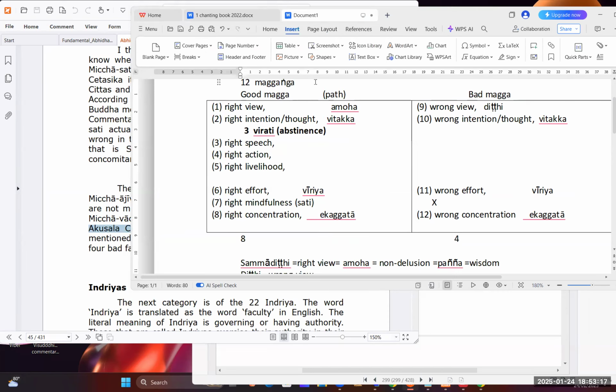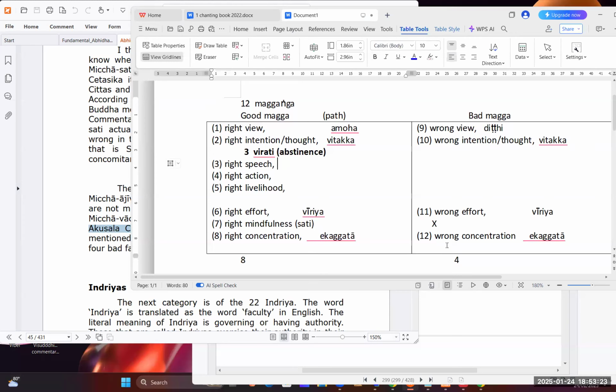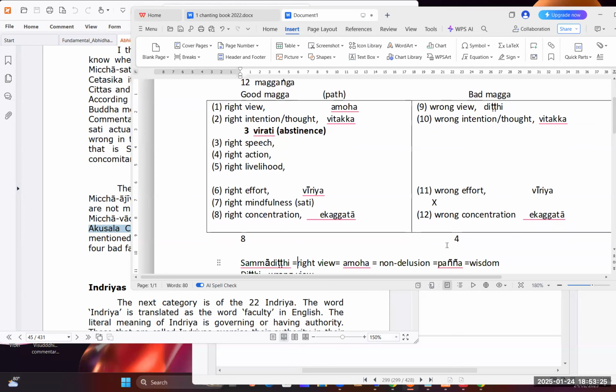So that's why, out of the 12 maganga, we have 8 and 4. And when we calculate in the ultimate sense, we have 9. Okay, so we have the 9. The total of 12 magga factors will give you 9 cetasika, as a verse.